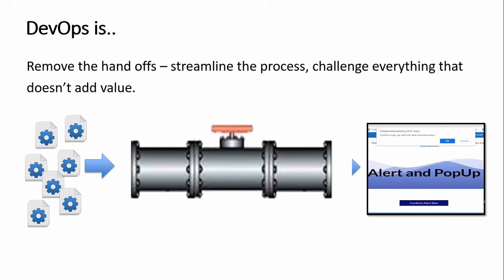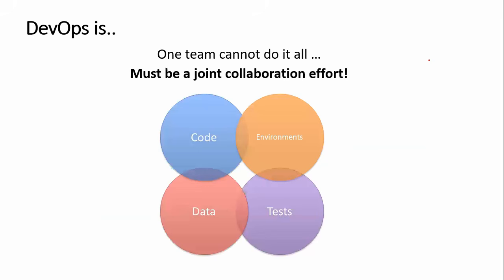Whatever the process challenges, manual processes, everything, it will remove it and make it a streamlined process. Streamlined process means fully automated, level by level. We know what will happen at which frequency. After this only, the next one will start. They will do it in a pipeline. So one team cannot do DevOps. We must have joint collaboration effort.